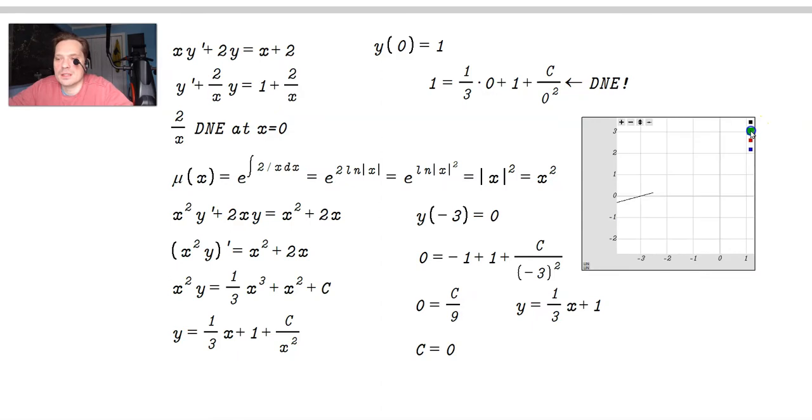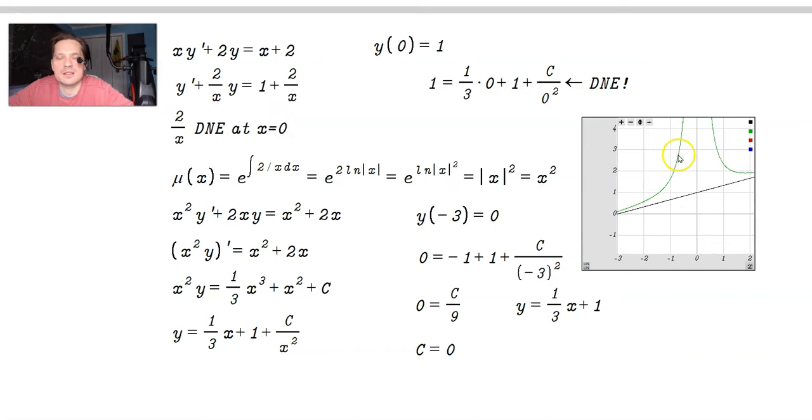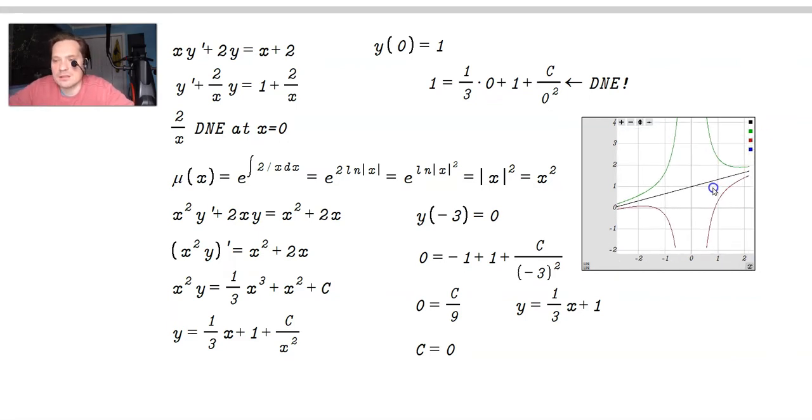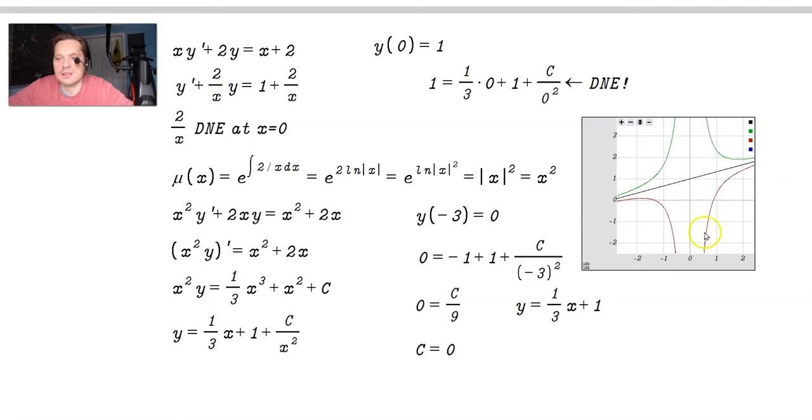Okay. Try some other ones. Just make them up, for example. So let's say we want 1/3 x plus 1, and just set c equal to a random value like 1, so 1 over x squared. In this case, look what happens. You get a vertical asymptote. Try some other value. So 1/3 x plus 1 minus 1 over x squared. That gives you, as you can see, the two red curves. They also have a vertical asymptote. So these are some of the possibilities to be considered.